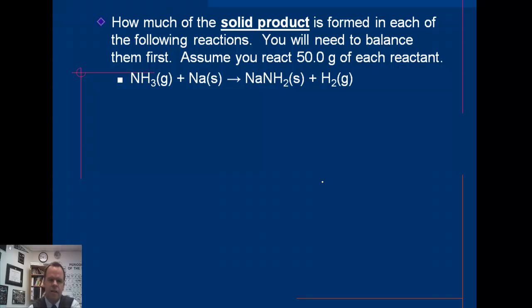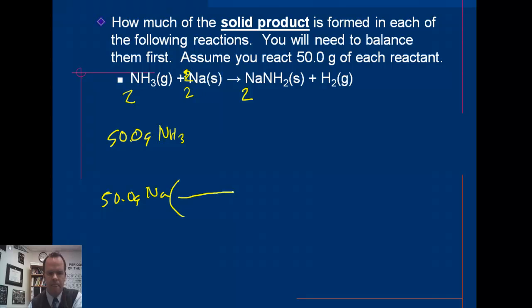We do need to balance this reaction. So we have one Na, one Na, one N, one N. We're not balanced on the hydrogens. So we're going to put a 2 for Na, 2 for NaNH2, and a 2 here. That gets us to 6. 2 nitrogens, 2 nitrogens, 2 sodiums, 2 sodiums, 6 hydrogens. We have 4 plus 2, 6 hydrogens. So we have 50 grams NH3 and 50 grams Na.